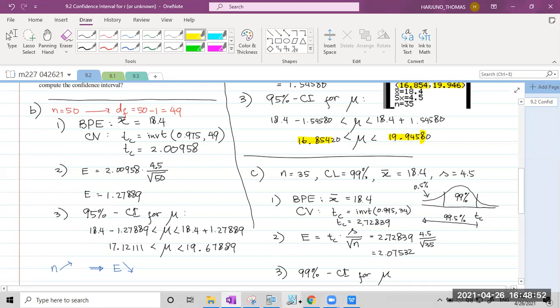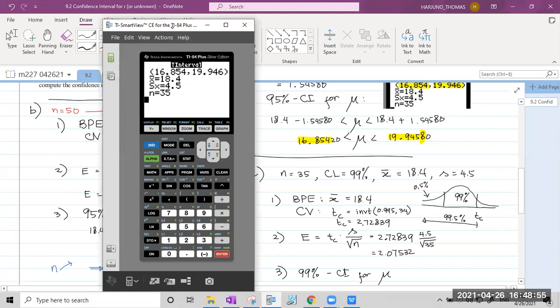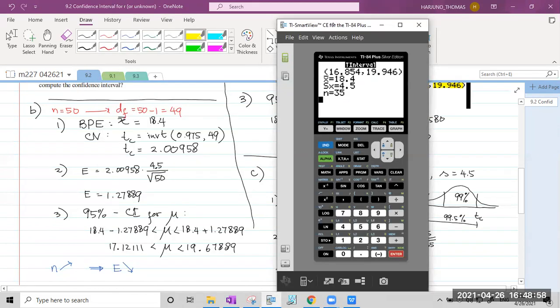Okay, now let's do part B. Let's confirm using our calculator. Okay, if you have your TI-84, please do together with me. You go to Stat, and then Test, and then because we use T as our critical value, right? So we will use T interval. The input will be statistics. Sample mean 18.4. Sample standard deviation 4.5. Sample size 50 for part B. And confidence level still 95%.